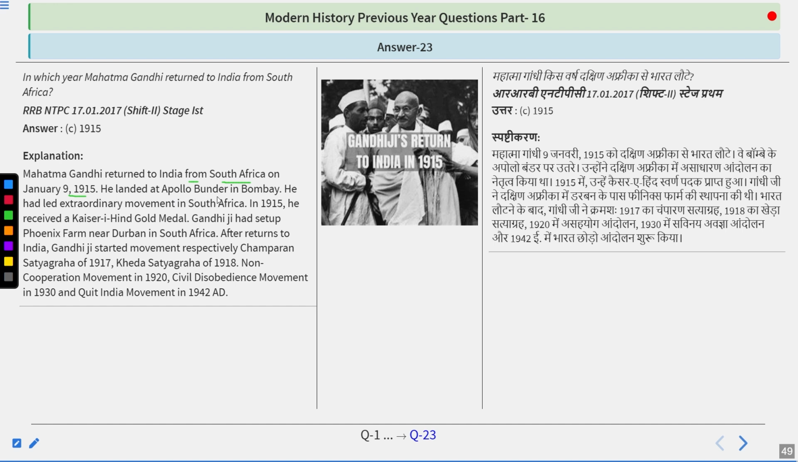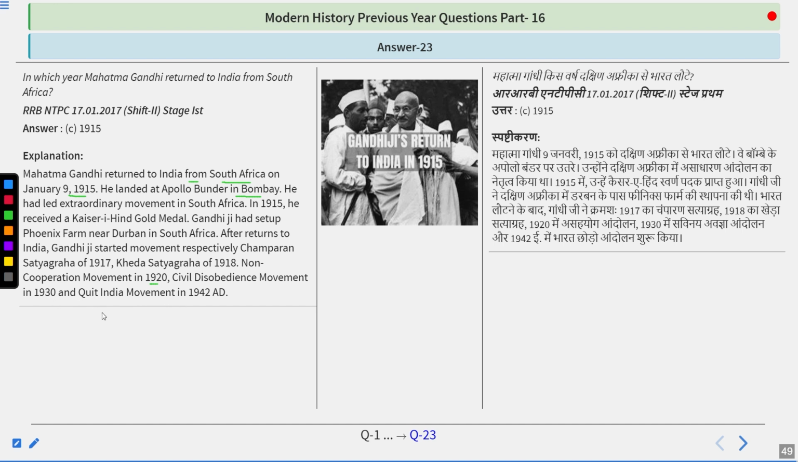He landed at Apollo Bandar in Bombay. He had led extraordinary movements in South Africa. In 1915, he received the Kaisar-i-Hind gold medal. Gandhiji had set up Phoenix Farm near Durban in South Africa. After returning to India, Gandhiji started the movements respectively: Champaran Satyagraha of 1917, Kheda Satyagraha of 1918, Non-Cooperation Movement of 1920, Civil Disobedience Movement of 1930, and Quit India Movement of 1942.